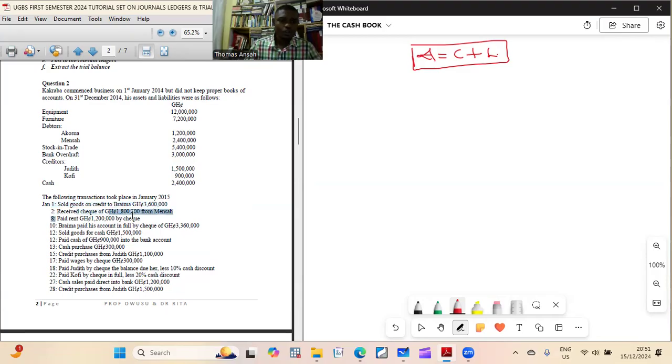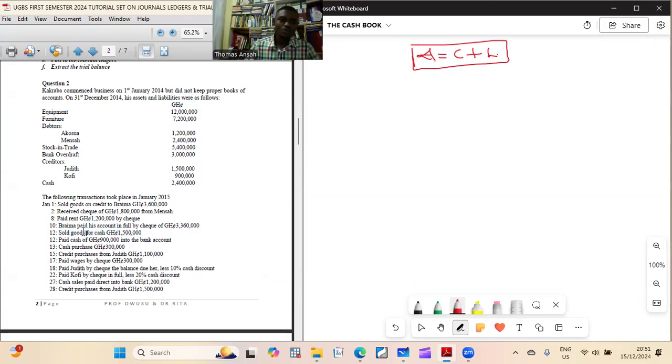Receive check 1.8 from Mensa. I think Mensa is here. So check, which one? The cash book, right? Paid rent by check, which one? Cash book. Brimer paid his account in full by check, which one? Cash book. And the corresponding entry will be in Brimer, right? Take note of that. Then we have sold goods for cash, 1.5. So where? Cash book, and the corresponding entry, there we can put it in the sales account. All right, so that is that.